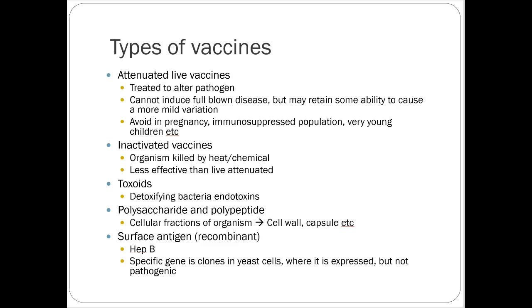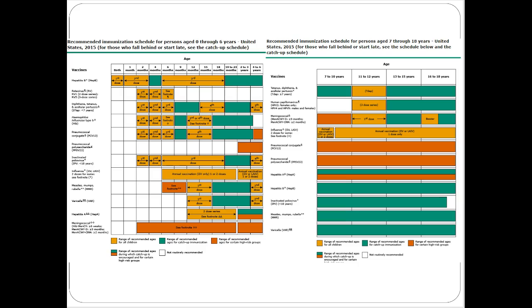And then surface antigens would be a recombinant thing, where Hep B would be an example of this, where you have the specific surface antigen present on the virus that's just present in the vaccine that can react with the immune system. So there's a number of different ways we can do this, and other than live vaccines, I don't want you to know any of that. It's just for your information.